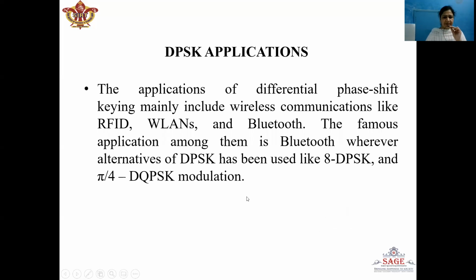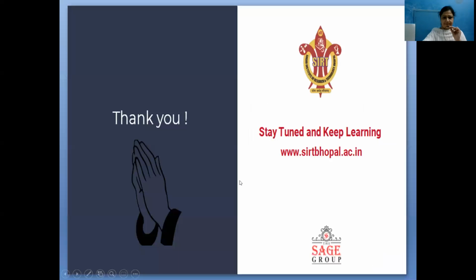Now coming to the DPSK applications. The applications of the DPSK signal mainly include wireless communication like RFID, wireless LANs, and Bluetooth. The commonly used application is Bluetooth, where alternatives of DPSK are used, like 8-level DPSK and pi by 4 DQPSK modulation systems. Now, this is all for today's lecture.